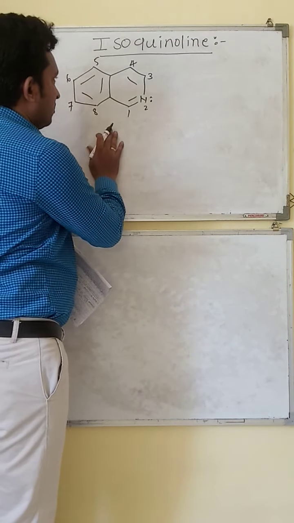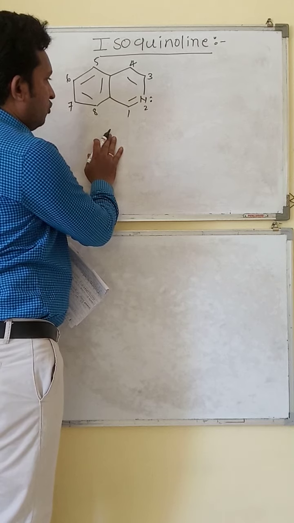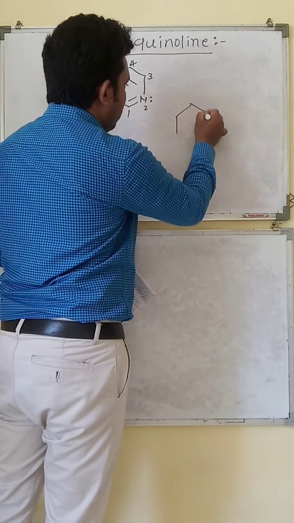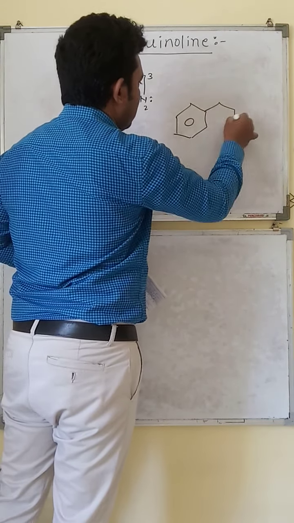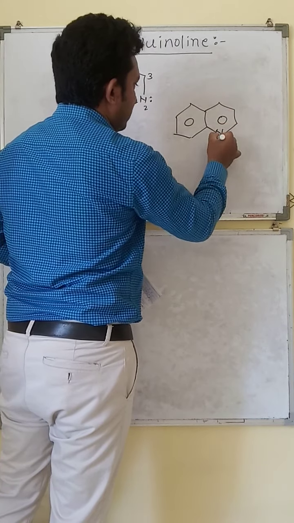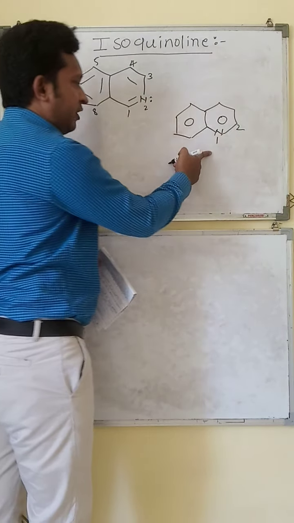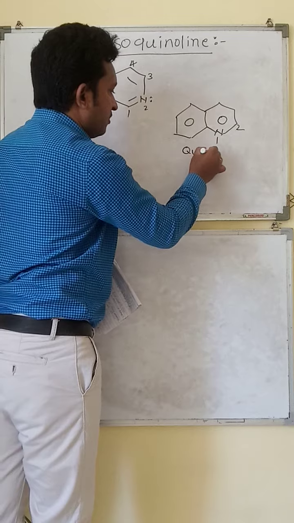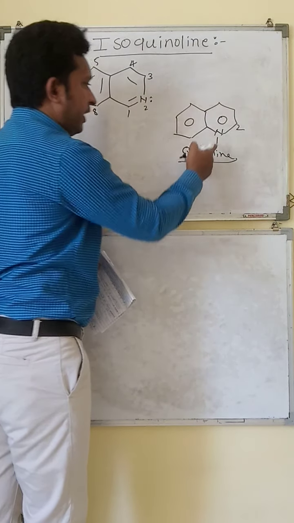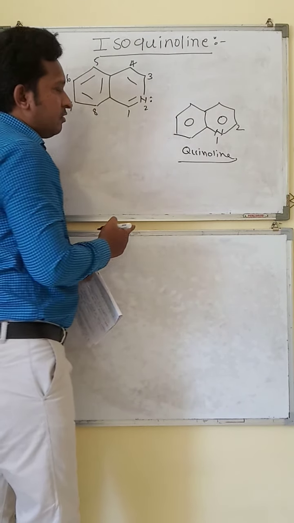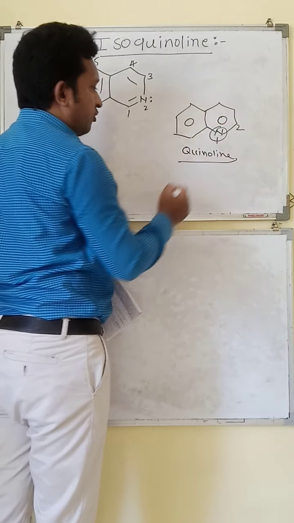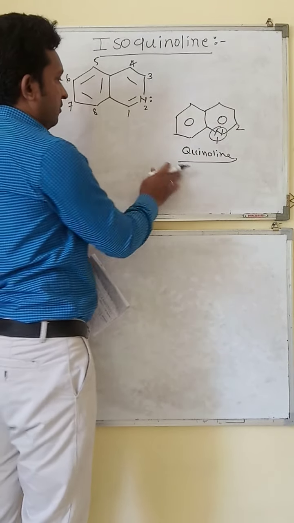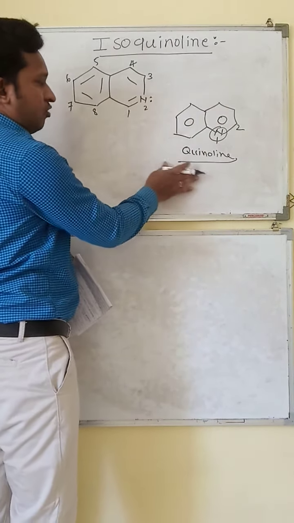Iso means, as we know quinoline, the structure of quinoline is like this. At the first-number position, there is a nitrogen in the quinoline. Okay, it is called quinoline.